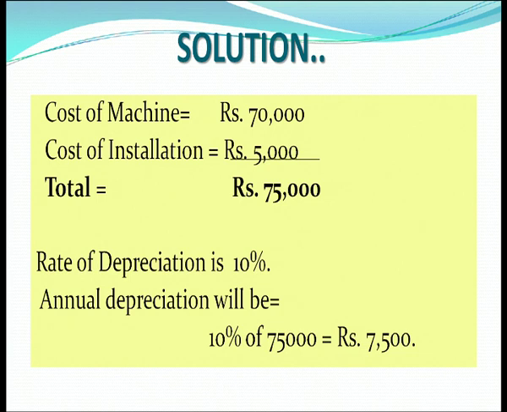The rate of depreciation as defined is 10%. So the annual depreciation would be 10% of this 75,000, which is 7,500. So for the next 3 years, we would be charging 7,500, because the question asks us to prepare the accounts for depreciation and machinery for the next 3 years. And since we are following the straight line method, the amount of depreciation of 7,500 is going to remain uniform. It is not going to change. It is going to remain the same for the next 3 years.